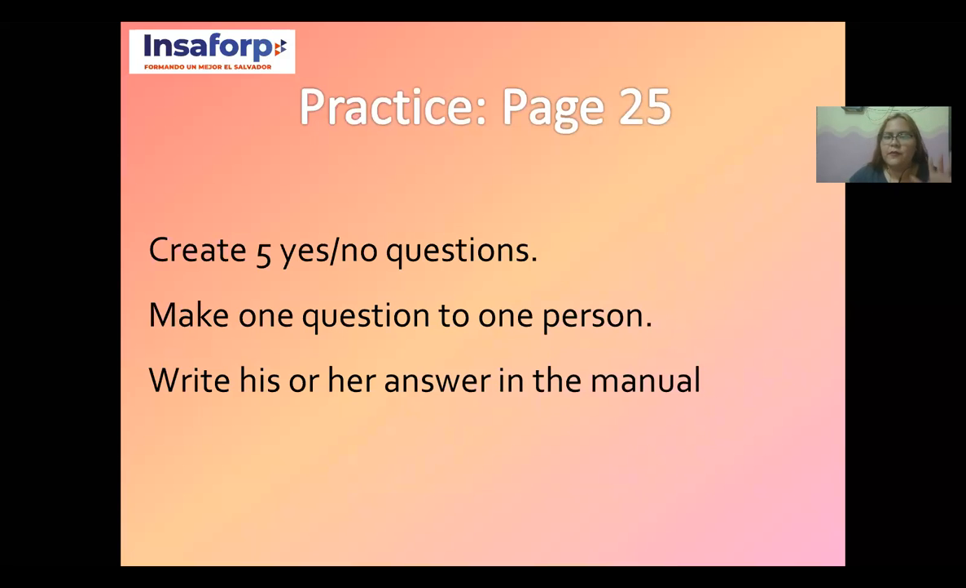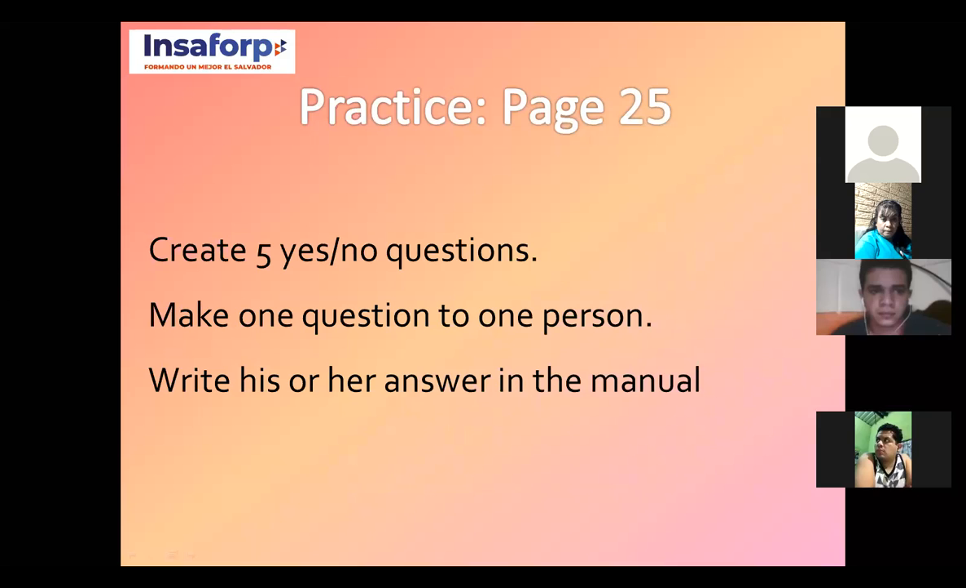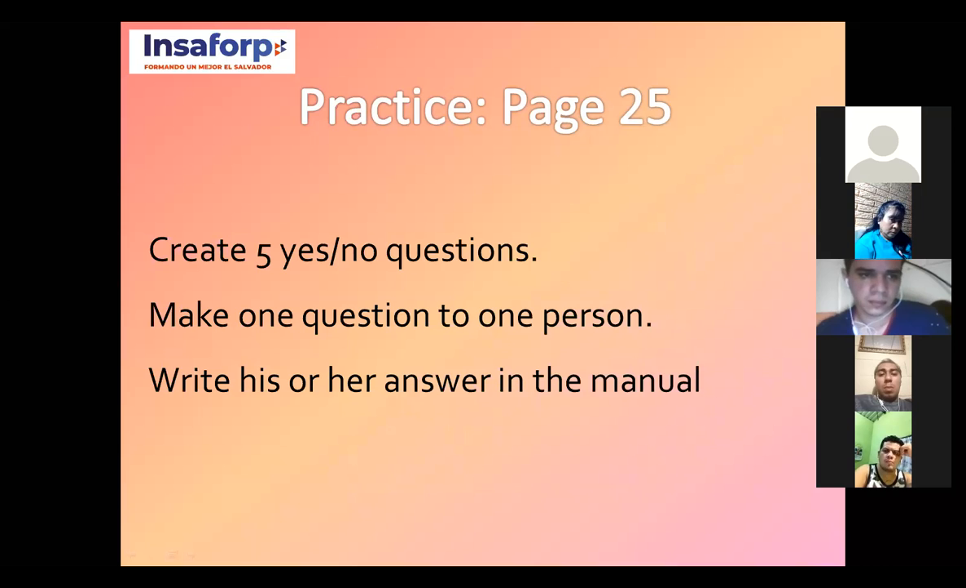You have to create 5 yes/no questions. Like, for example, do you work in an office? Do you design products? Do you check emails? Do you call clients? Any kind of activities. But make 5 questions using do you, 5 questions. Then you are going to make 1 question to 1 person, and then you are going to write his or her answers in the manual. Okay, so right now you just have to create 5 questions.